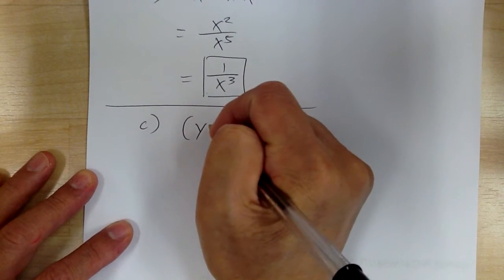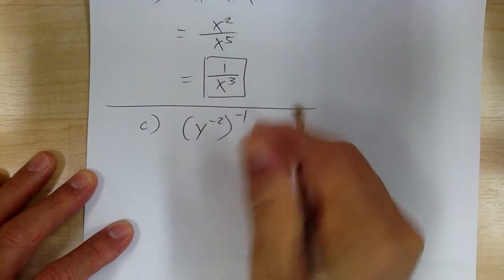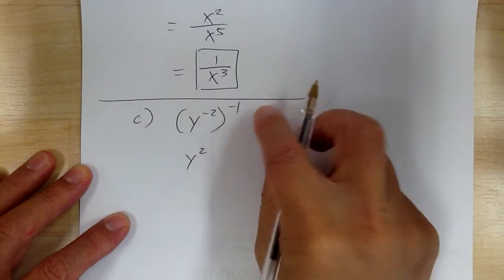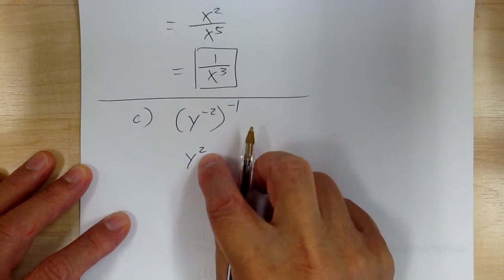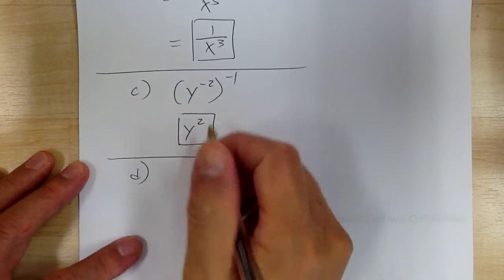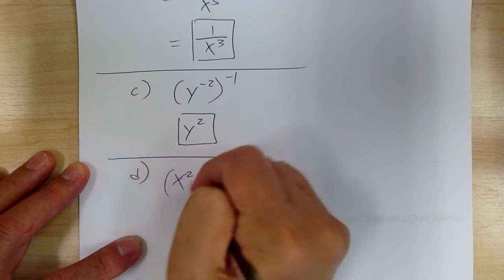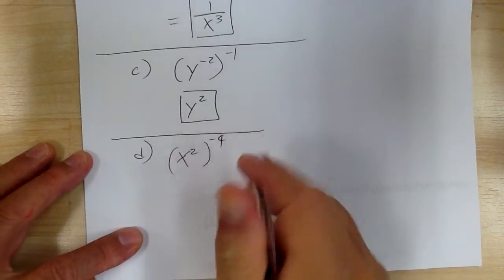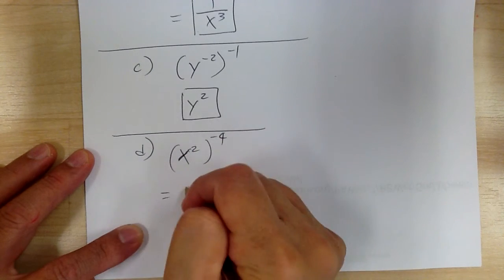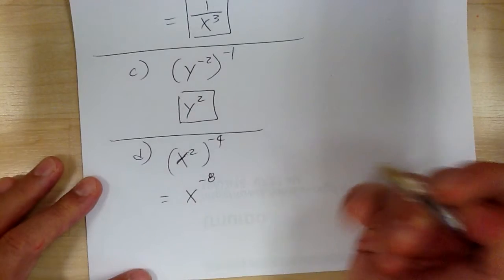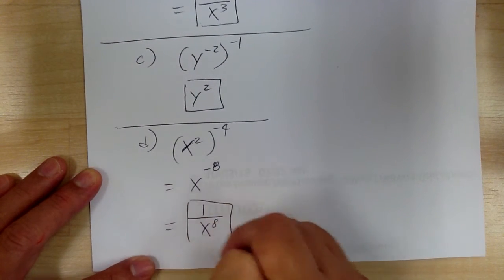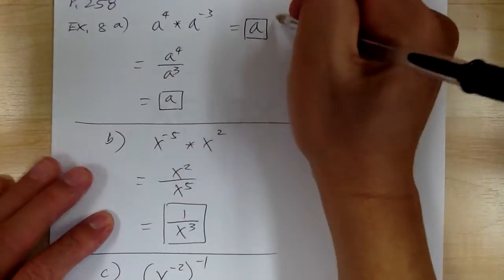You have y to the negative 2, to the negative 1. So you need to apply the power rule, right? Power rule, you multiply. So it becomes y squared. Again, negative 1 times negative 2 gives you positive 2. And that's it. Right? So let's go to D. You have x squared to the negative 4. So again, let's apply the power rule first. The exponent of the exponent, you multiply. So this will equal x to the negative 8. And then after that, you flip things over. So it becomes 1 over x to the 8. And that's it. Okay, let's go to E.